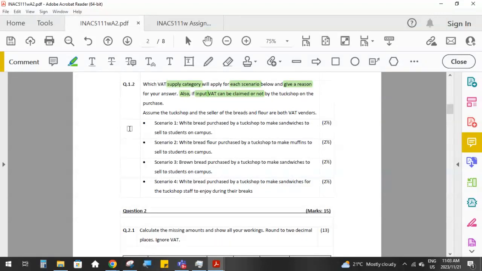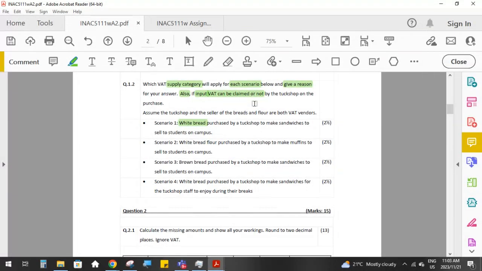In scenario 1, it was white bread that was purchased by the tuck shop. Immediately we know which VAT supply category: white bread belongs to the standard rated VAT supply category. VAT is always charged on white bread. When you buy white bread, VAT is included in that purchase price. So that's your supply category and the reason: it's a standard rated supply. And then, can that be claimed or not?